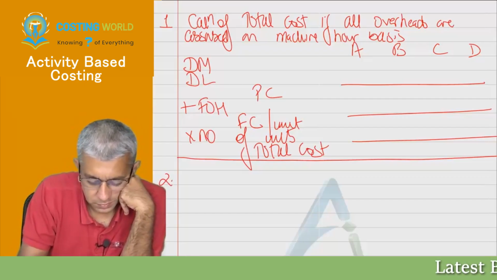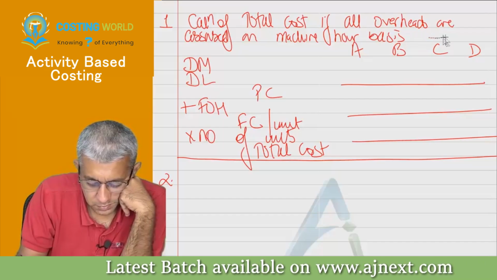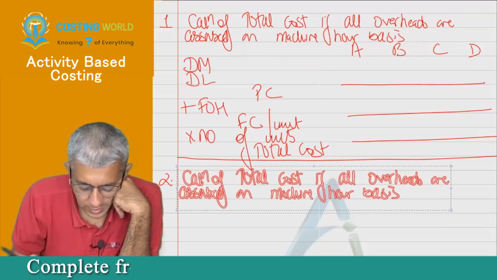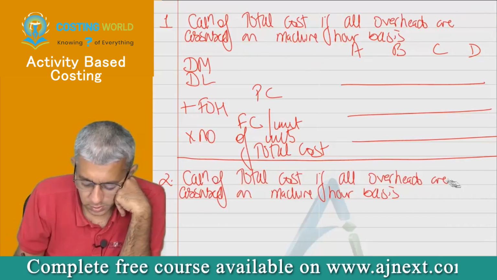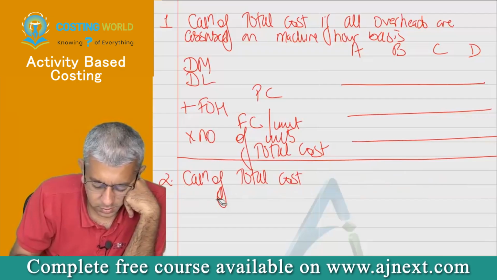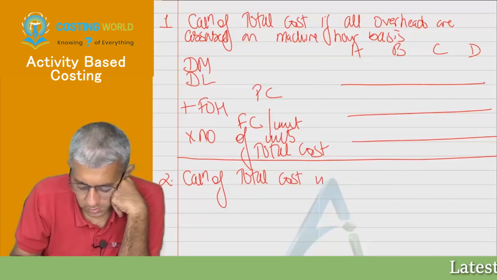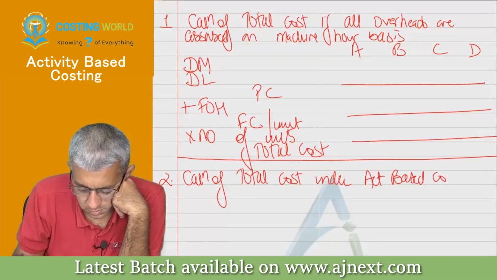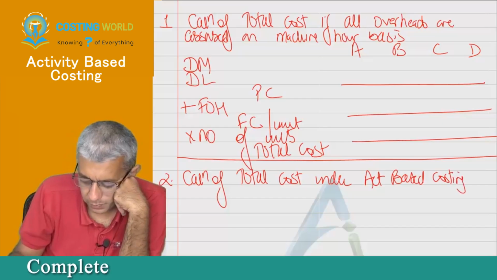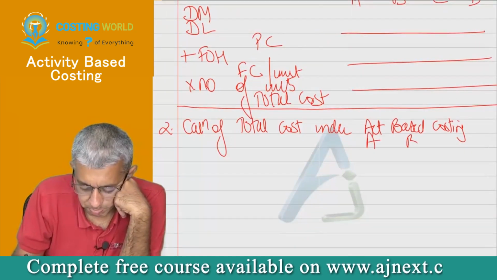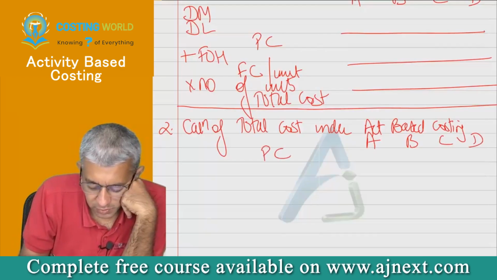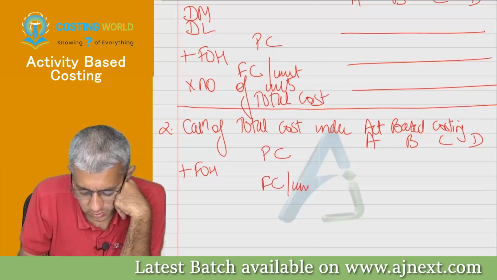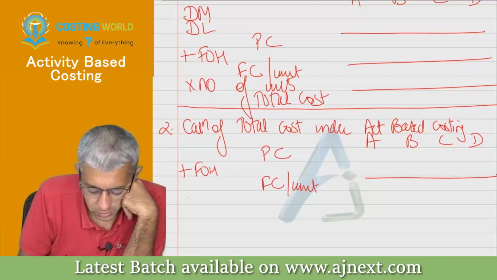Second, calculation of total cost under activity based costing. We'll start it off with prime cost only. Add FOH, factory cost per unit.